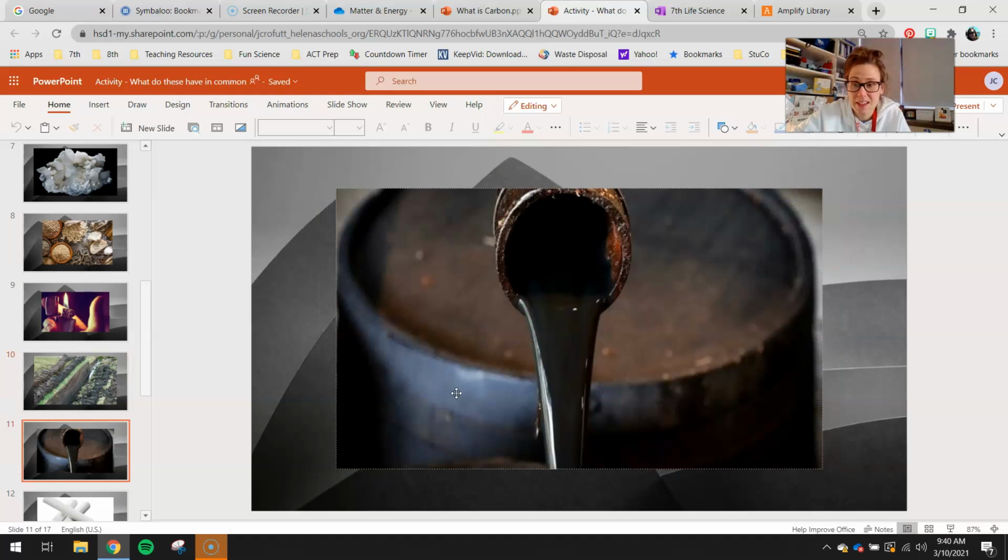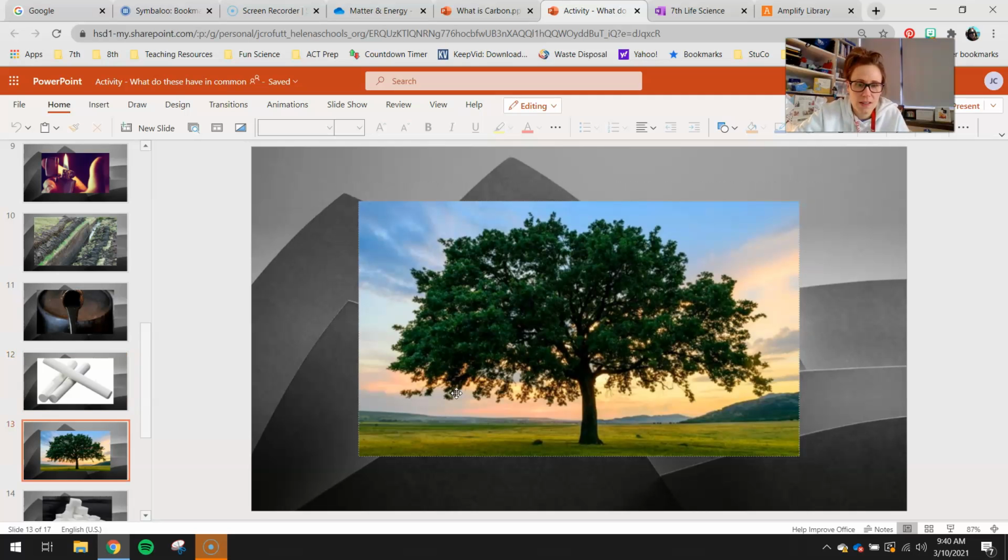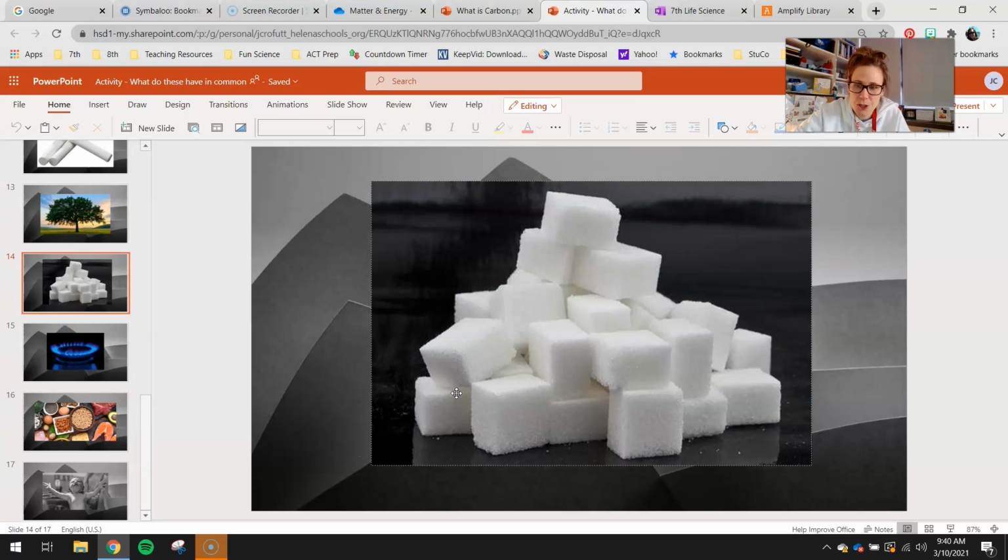Crude oil. This is what crude oil looks like prior to being refined. Chalk. This is the same kind of chalk you would use on a chalkboard. It's calcium carbonate, if you want to look at the scientific side of it. A big old tree. Any kind of tree, really, doesn't matter. All trees would technically qualify. A sugar cube.